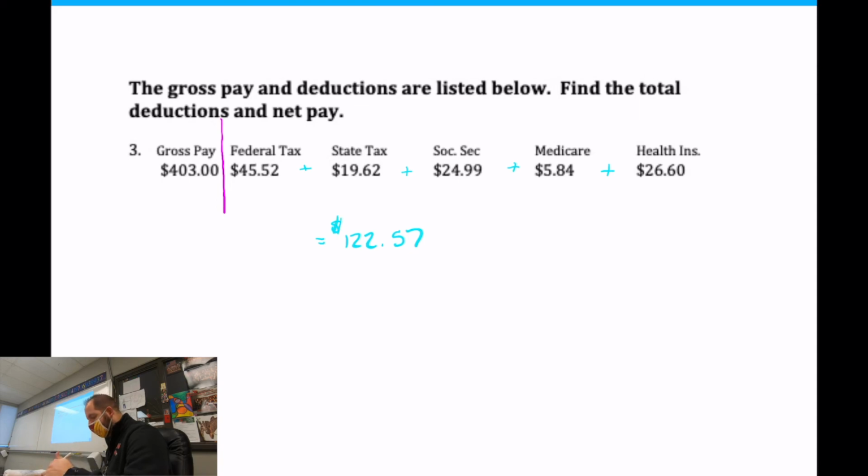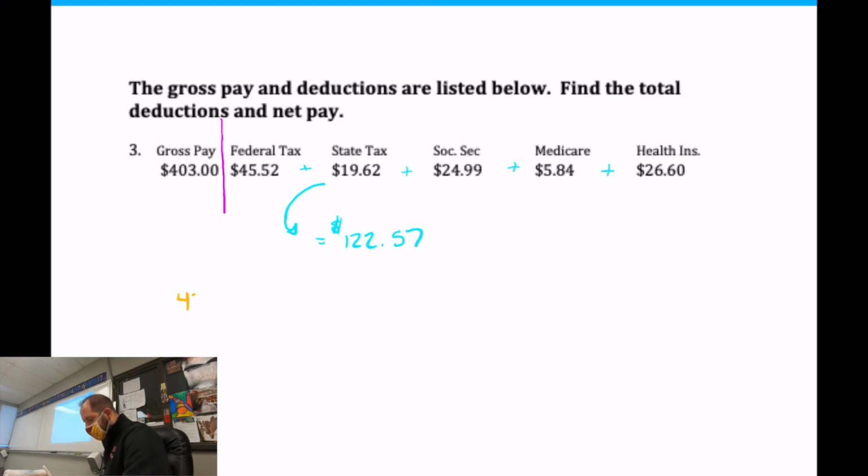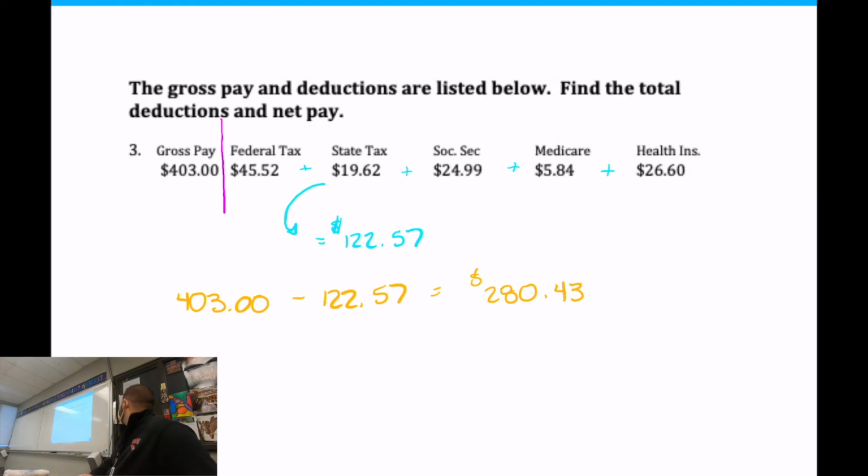Now, that number is just these deductions, right? We have to subtract that off of my gross pay. Here's my gross paycheck. We have to subtract all those deductions. And so when you subtract that, what are we getting? $280.43. Yep. And that's your total for your paycheck.